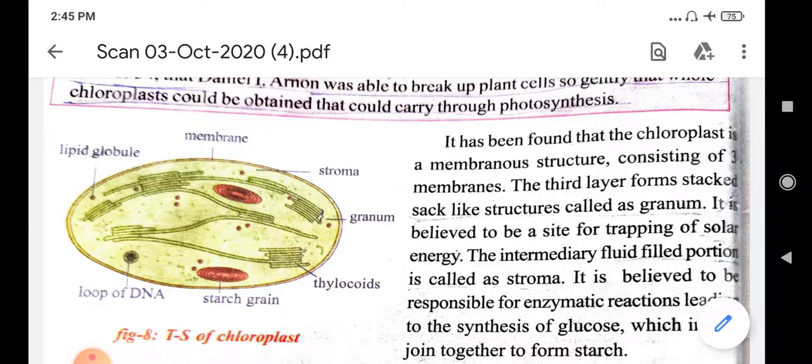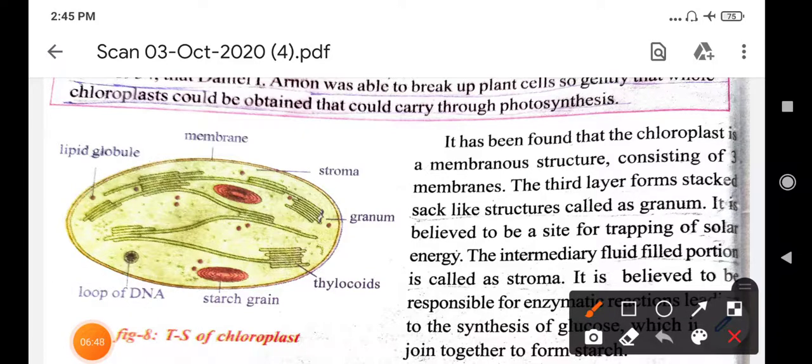Now if you see the structure of the chloroplast, it has been found that the chloroplast is a membranous structure. Membranous in the sense that the chloroplast has a double membrane, like two layers are present. It is called a membranous structure consisting of three membranes. There will be an outer membrane and an inner membrane. Along with that, one more membrane is there, the third layer, which forms stacked sac-like structures called granum. They say that granum also acts as a membrane.